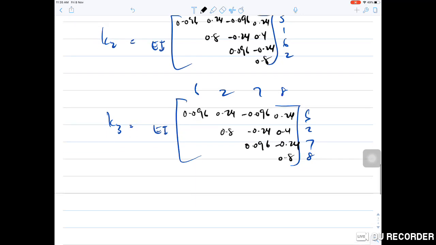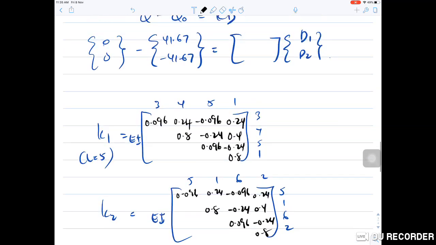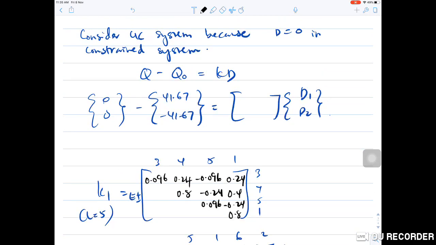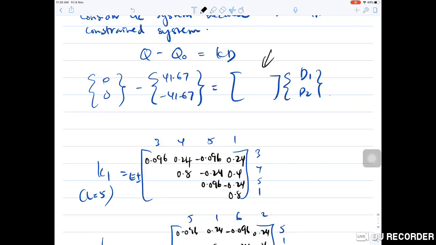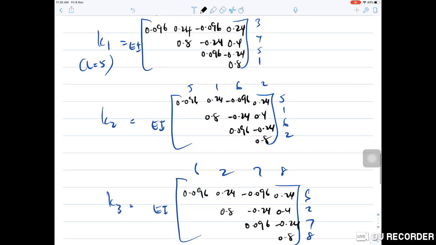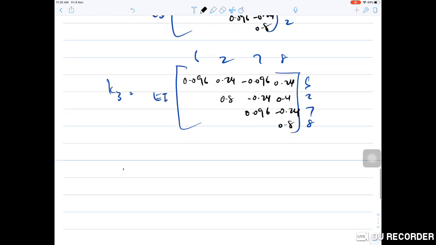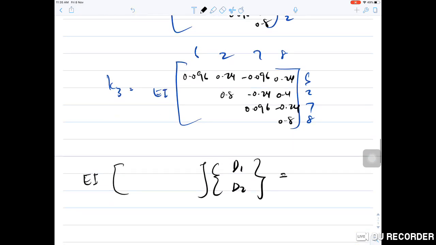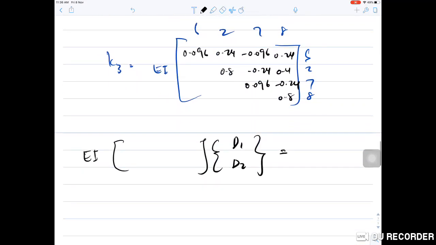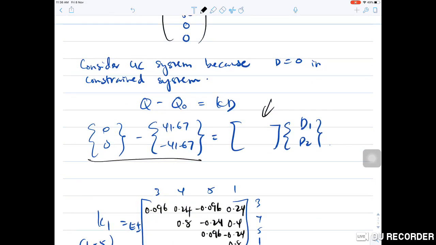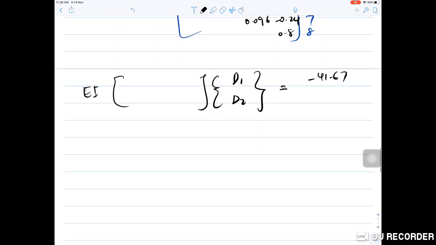Since to determine D1 and D2 we need only consider the unconstrained system, we fill in the values. So it is a 2 by 2 matrix, this is EI, times D1, D2, equal to 0 minus the negative 41.67, and here it is positive 41.67.